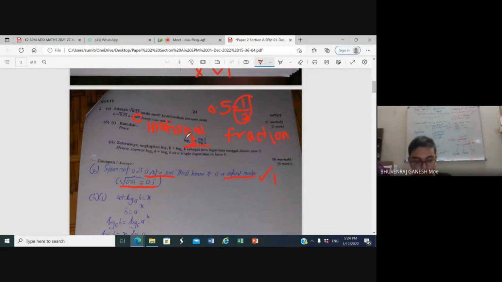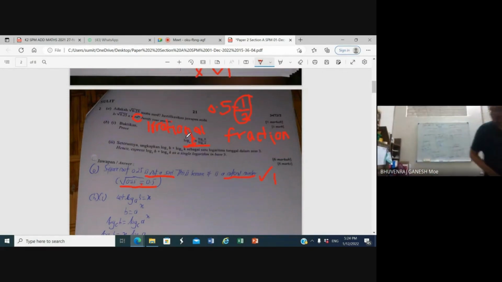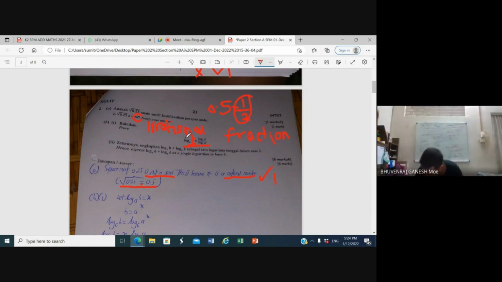Wait, connect to battery first. Battery is low. Okay, so the thing is here, still there.